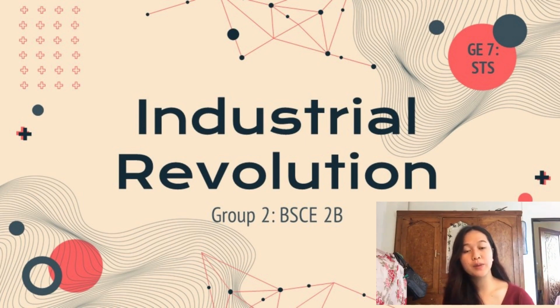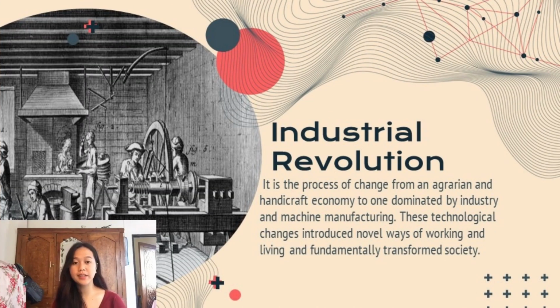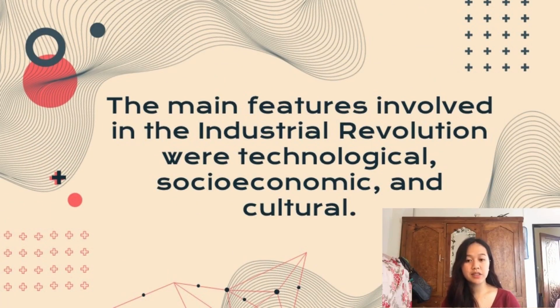First, let's talk about what is Industrial Revolution. Industrial Revolution is the process of change from an agrarian and handicraft economy to one dominated by industry and machine manufacturing. These technological changes introduce novel ways of working and living and fundamentally transform society. The main features involved in the Industrial Revolution were technological, socio-economic, and cultural.